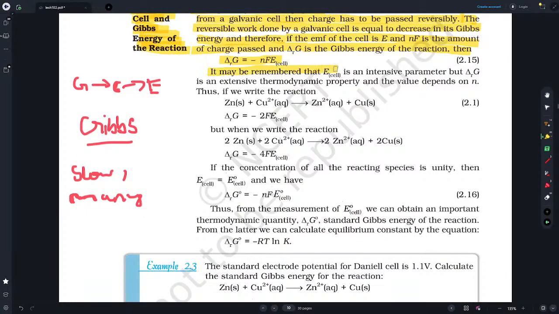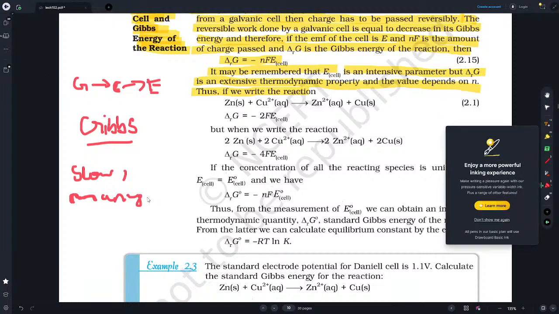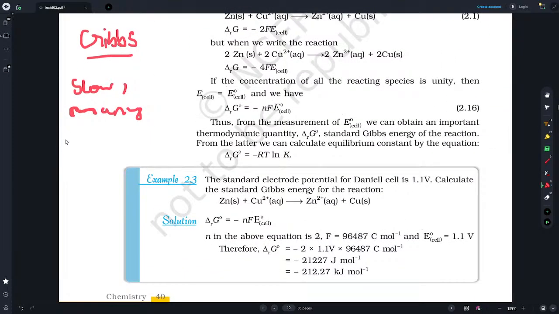It may be remembered that E cell is an intensive parameter, but ΔrG, the Gibbs energy, is an extensive thermodynamic property, and its value depends on number. The more the number of atoms, molecules or substance, the more the amount of the G value. Basically, no matter the amount of substance we take, for a Daniell cell the cell potential is always 1.1 volt. It doesn't matter if it holds for 1 second or many hours, the final E cell value will only be 1.1. That is why we call it an intensive property.